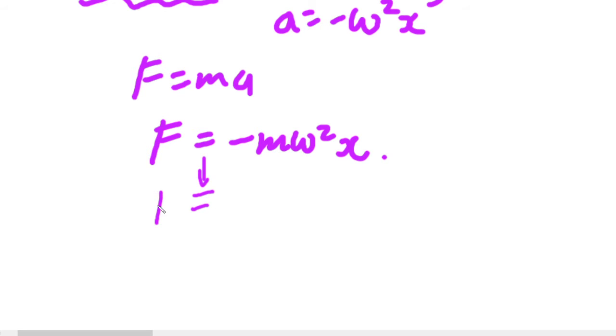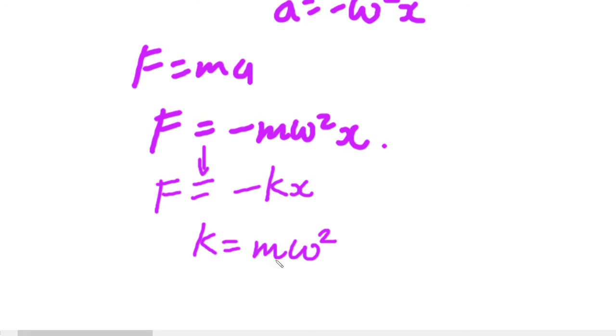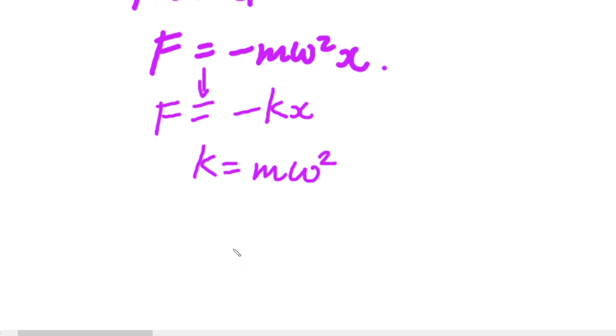if these two equations are equal, then that means k, the constant of proportionality between the force experienced by the body and its displacement, is going to be equal to m, the mass of the body, times omega squared, the angular velocity of the body through the sine wave.